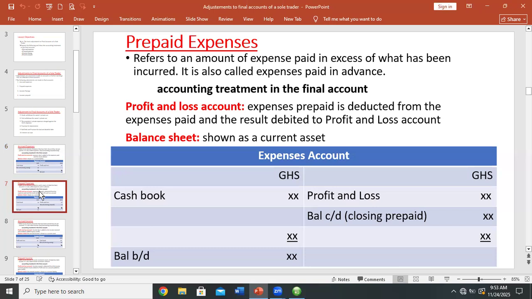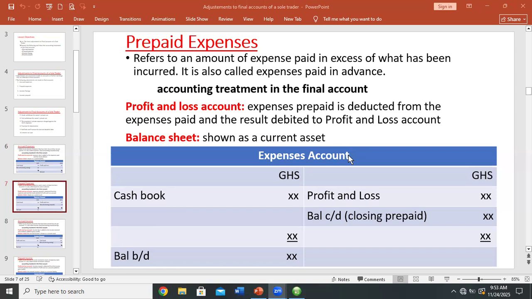That's prepaid expense. Who will do the reading for me? Let me see. Professor Emmanuel Kujo. Please, can you read for us? Let's see.